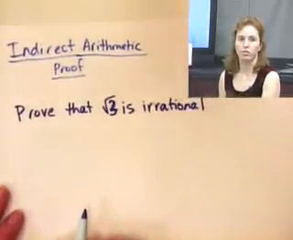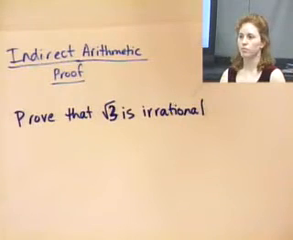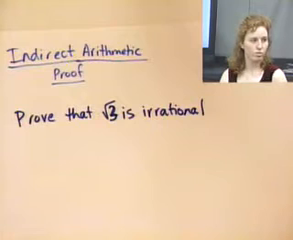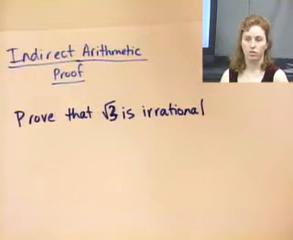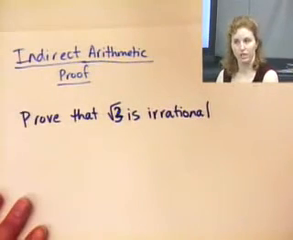So who knows what irrational means? It's like an imaginary, is that what you mean? Well, what is rational? Irrational. A rational number is a number that can be written as one integer over another, as a fraction.